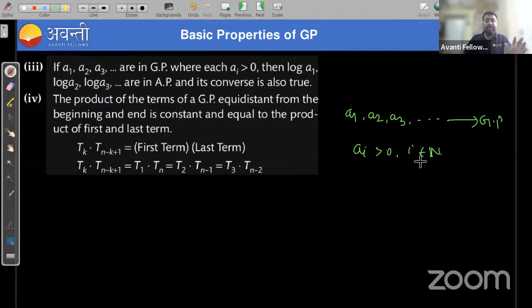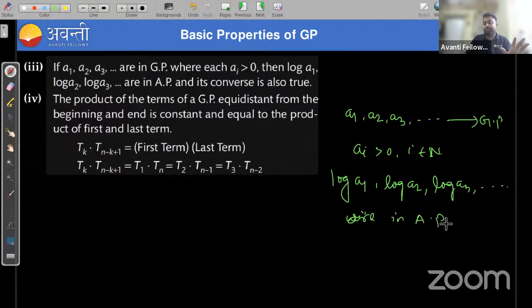Okay. So what the property is saying is, if we take the log of all the terms of the given GP, then log of A1, log of A2, log of A3, and so on are in AP. Is that clear to everyone?